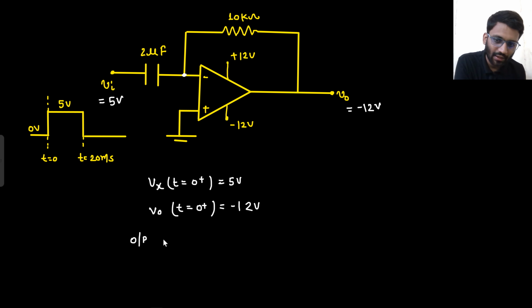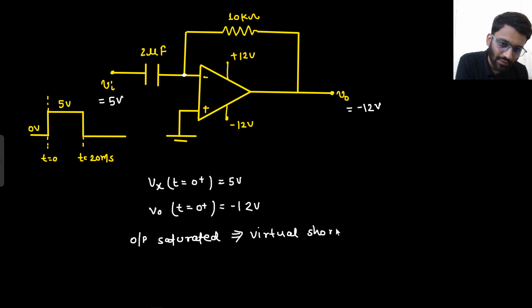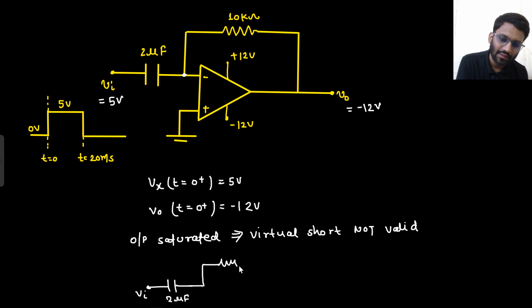So I am going to write here, output is saturated. So what does that mean? Virtual short not valid. Now if virtual short is not valid, then what will happen? So this is your V in. Here there is a capacitor of 2 microfarad. Then there is this 10 kilo ohm resistance, and the output is fixed at minus 12, right?